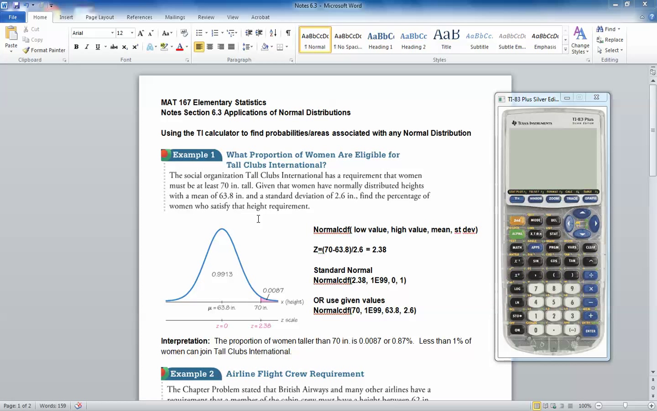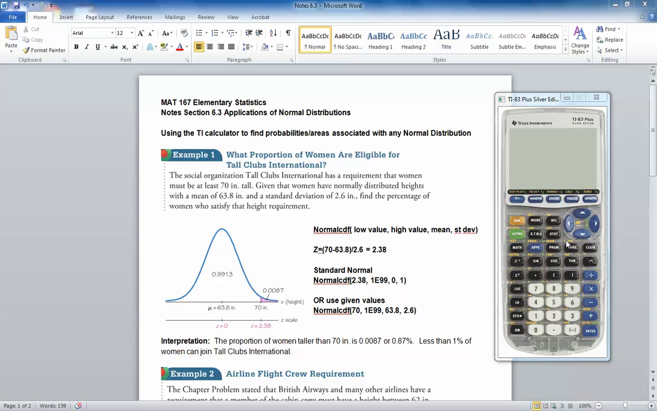So in the textbook, you first find the z-score and turn this into a standard normal. That means you take the 70, subtract the mean, which is 63.8, divide by 2.6, and that would be 2.38 standard deviations above the mean. Then the textbook uses the table or technology to find the area above 2.38 standard deviations from the mean. So let's do that first.